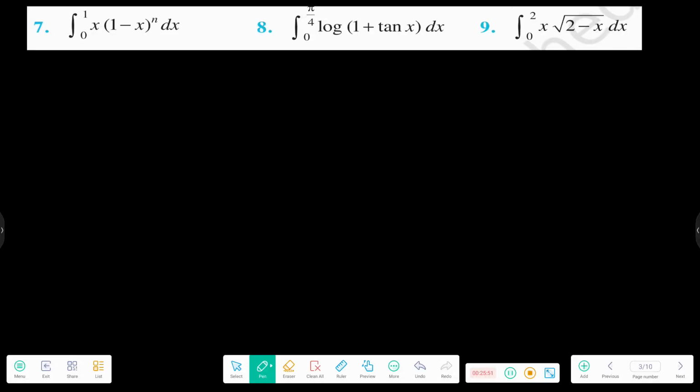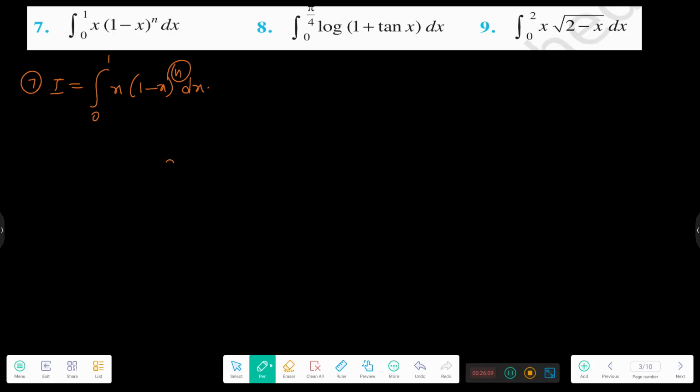Question number 7. I is equal to the integral from 0 to 1 of x into (1 minus x) whole power n into dx. So listen, power n is there. This power n, if we had it for one variable, very easily you can simplify this. But they gave the whole power. So the whole power you have to remove.